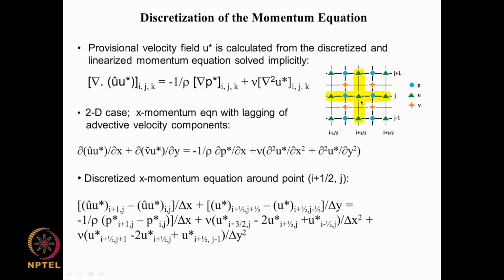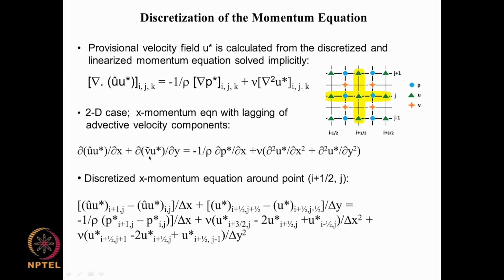If V is positive, then the flow is going in this direction, so the upwind value is this. If V is negative, then it is taken to be this. Based on that, we fix the value of this, and the value of the coefficient V here is taken to be the average of these two.